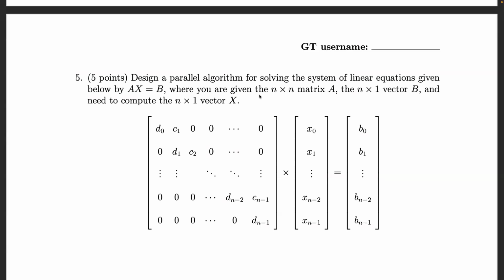Just to be clear, I don't actually have the answers to any of these, so we're working that out. For example, for b0, that's equal to d0 times x0 plus c1 times x1, and then for b1, it's d1 x1 plus c2 x2. So every x has two equations.